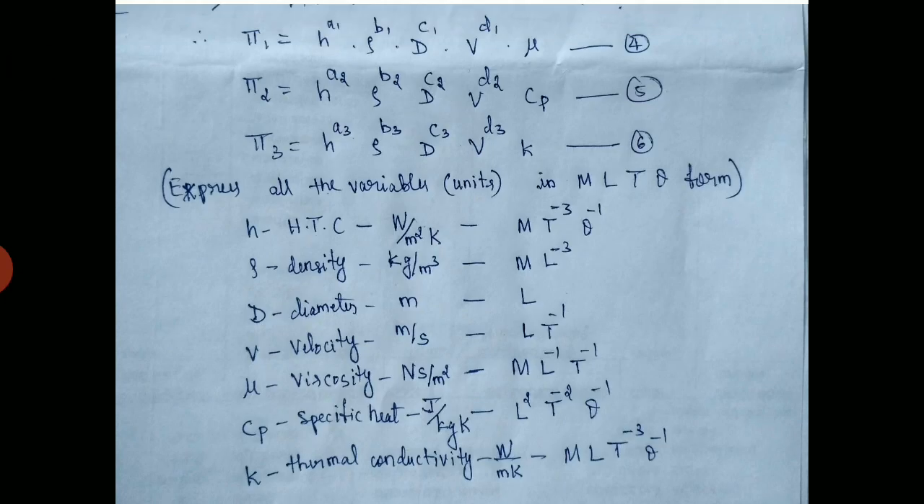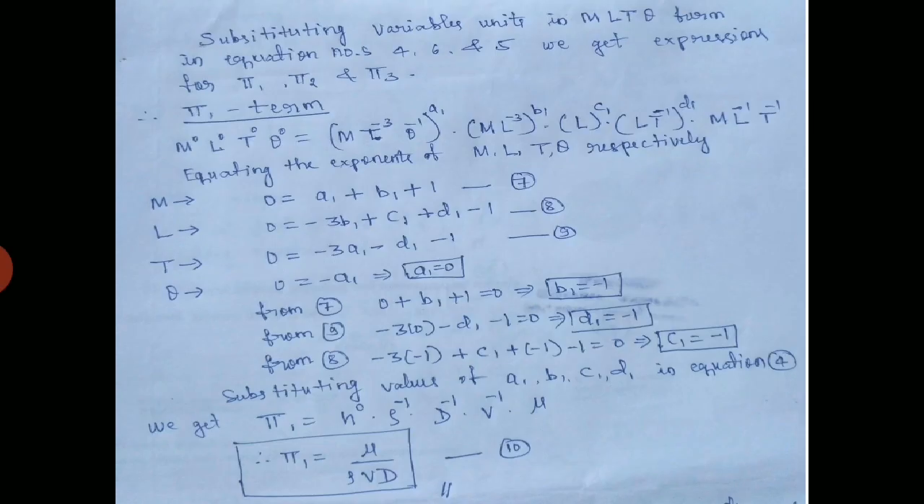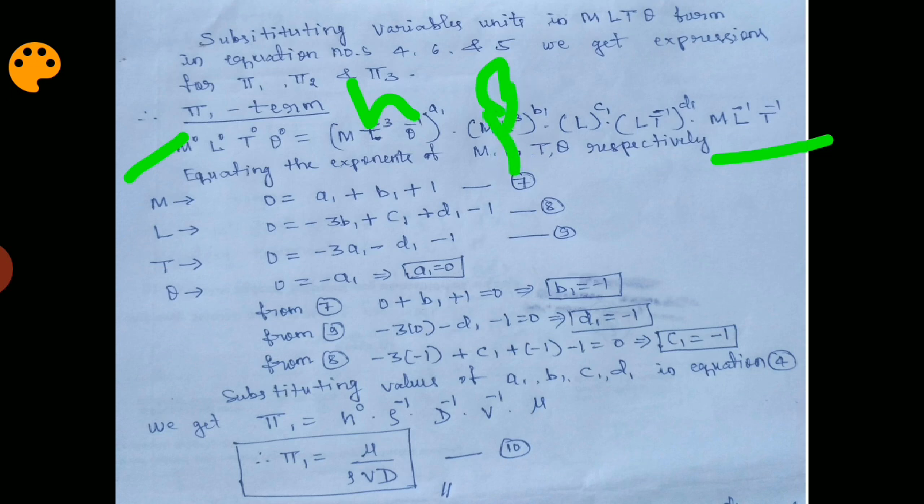When you write down pi 1 in the form of M, L, t, theta, we get the modified equation like this. You can see here, this is the modified equation: M raised to 0, L raised to 0, t raised to 0, theta raised to 0. On the RHS all the terms are replaced with M, L, t and theta. So this is the h term, this is the rho term, this is the d term, this is the v term, and finally this is the non-repeating variable mu.